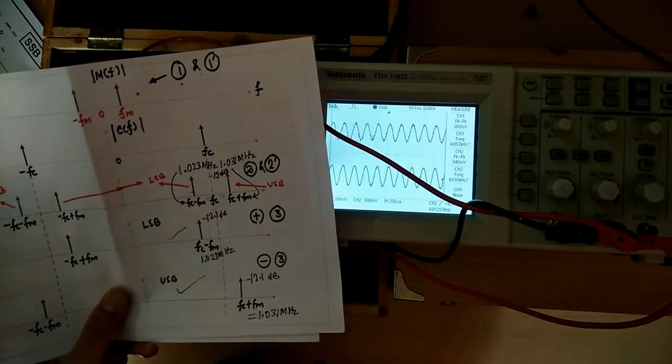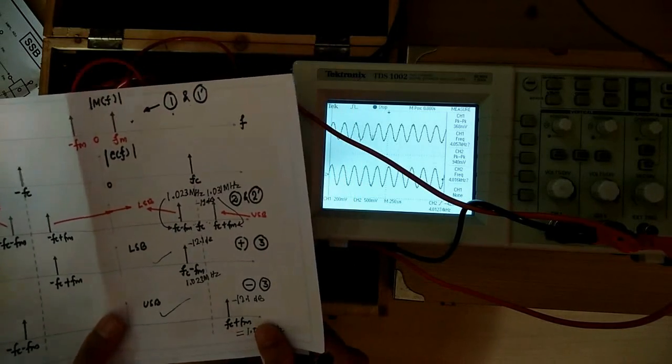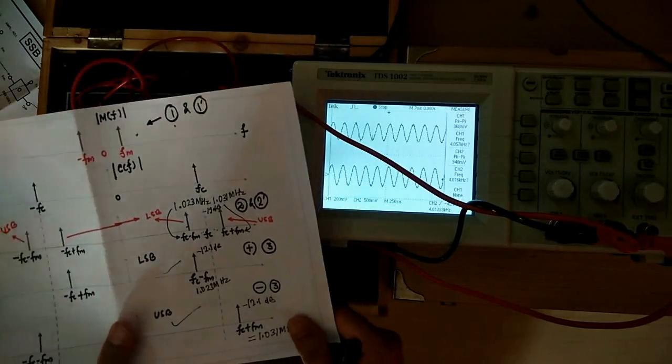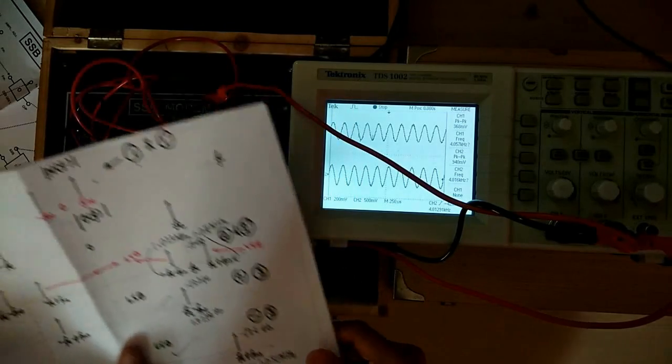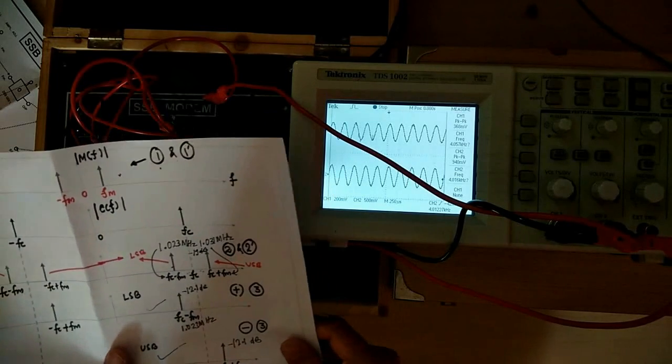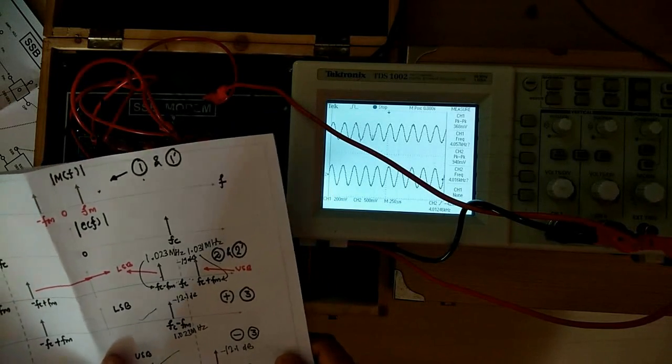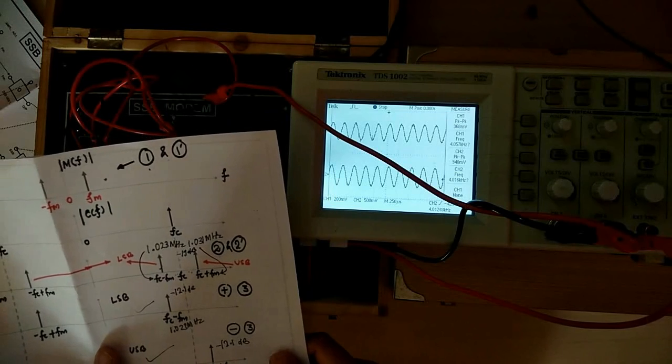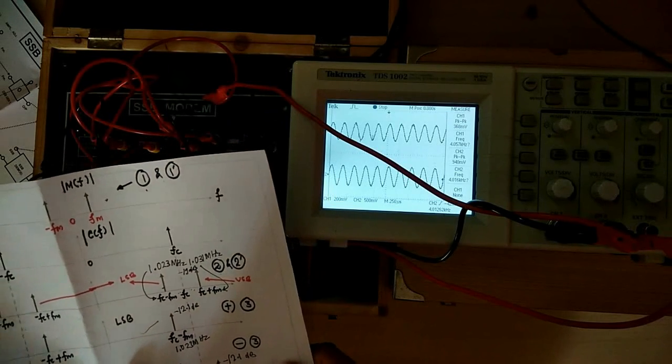So this is how you can do the experiment. So this is the theoretical as well as practical verification of this SSB modem by using the phase shift method for generation, and coherent detection for the demodulation purpose.